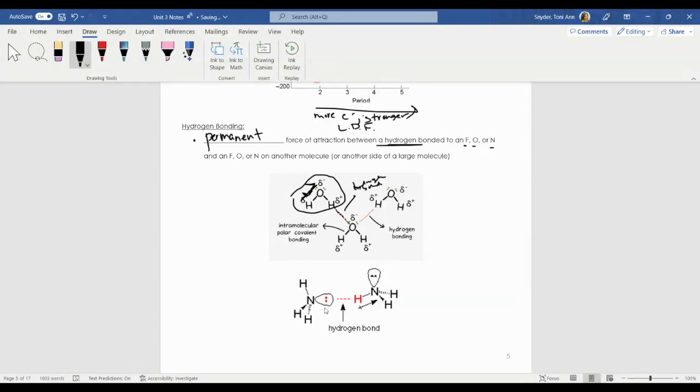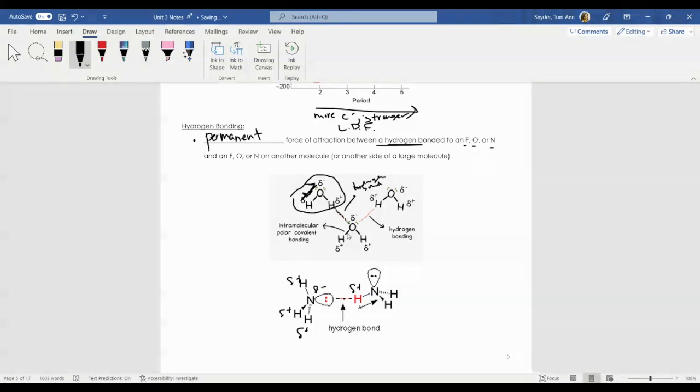Here's another example, great examples with ammonia. In this case, my partial negative would be on ammonia, and my hydrogens are partially positive. Your hydrogen bond is the force of attraction between the partial negative end on one molecule and the partial positive side of another molecule. That is the hydrogen bond, what it's pointing to right here.